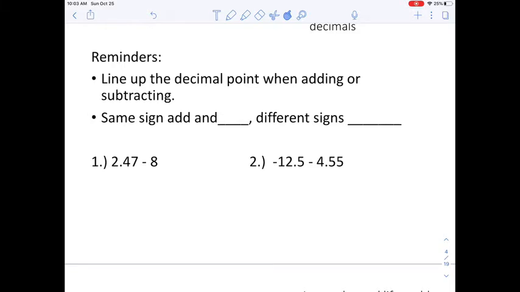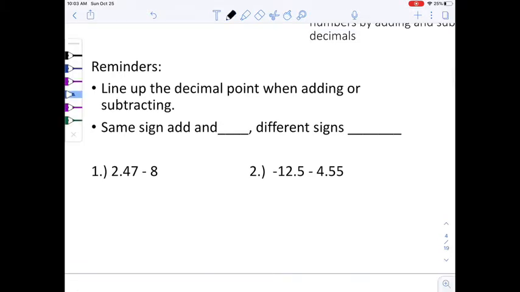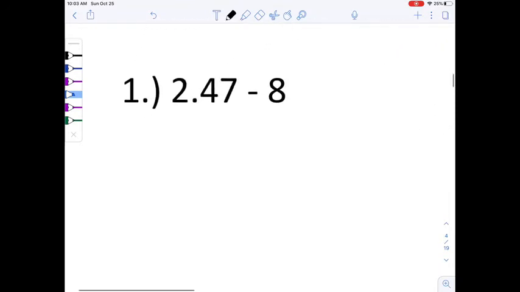Couple reminders. We need to line up the decimal point when adding or subtracting. That's the most important. Same sign, add and keep. If they have different signs, we subtract. So when we're working with negatives, we follow those integer rules.